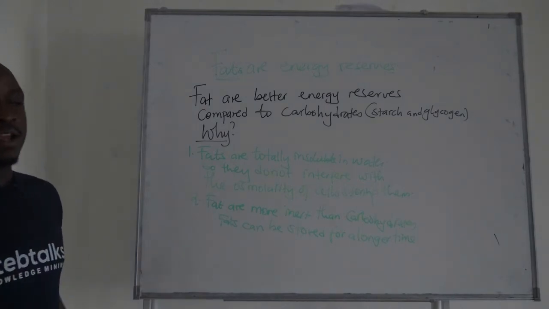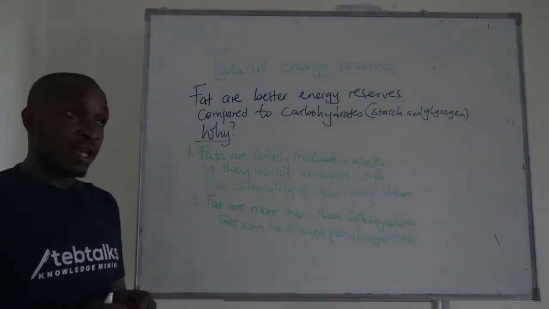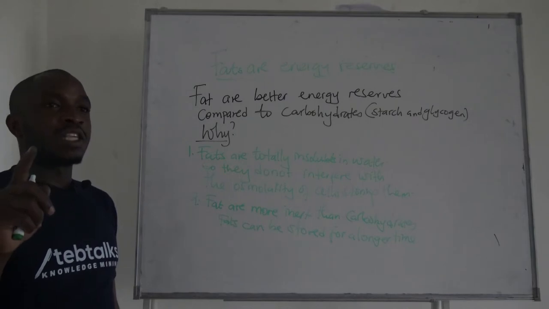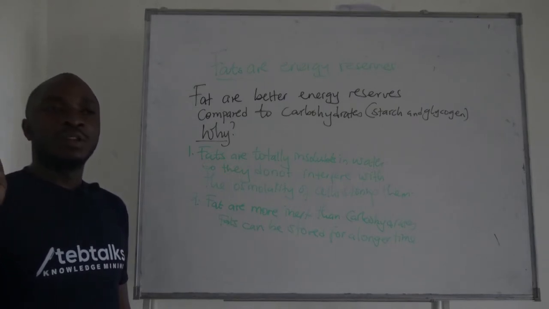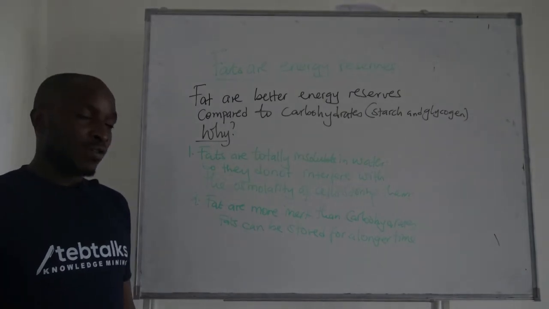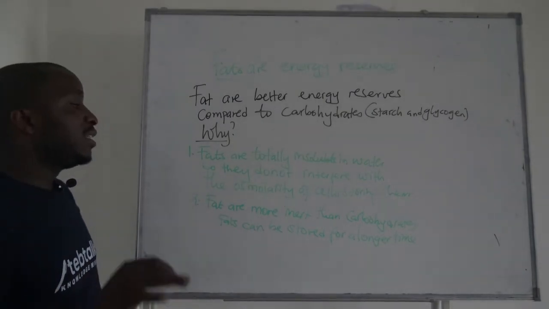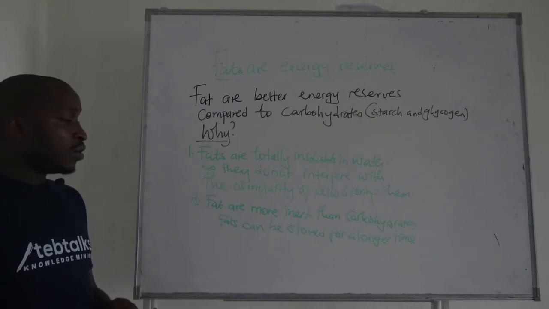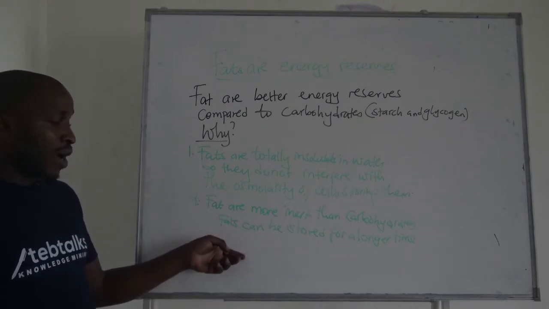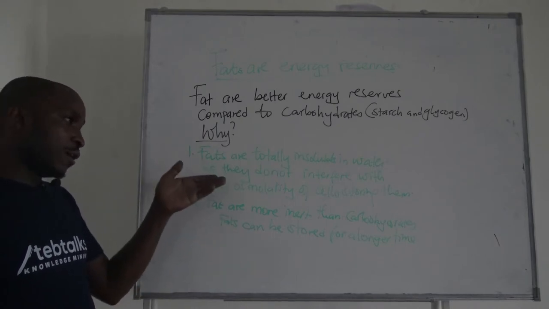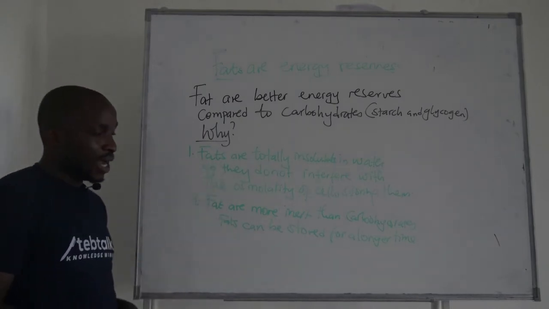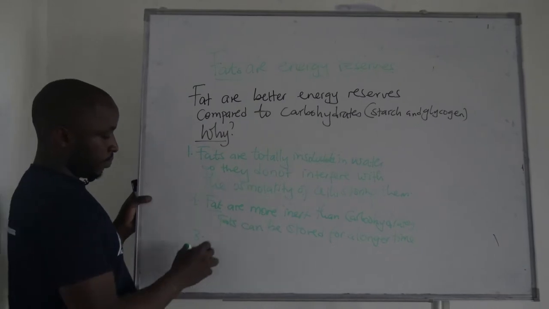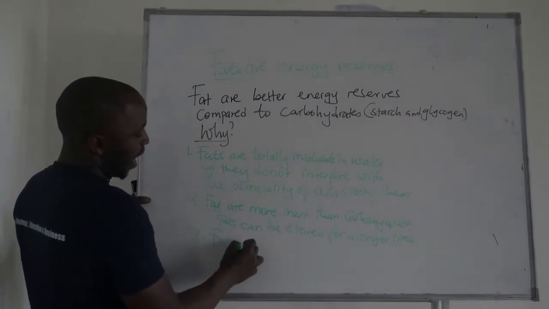If you have maize flour, cassava flour, and you store it somewhere, compared to lipids, after a year, the starch storage will have turned even properties. The portion will have become sour from the maize flour. Why? They will have reacted and formed other substances. So our bodies do not store the glycogen for long, they totally store other substances, majorly fats. Three, fats are light.